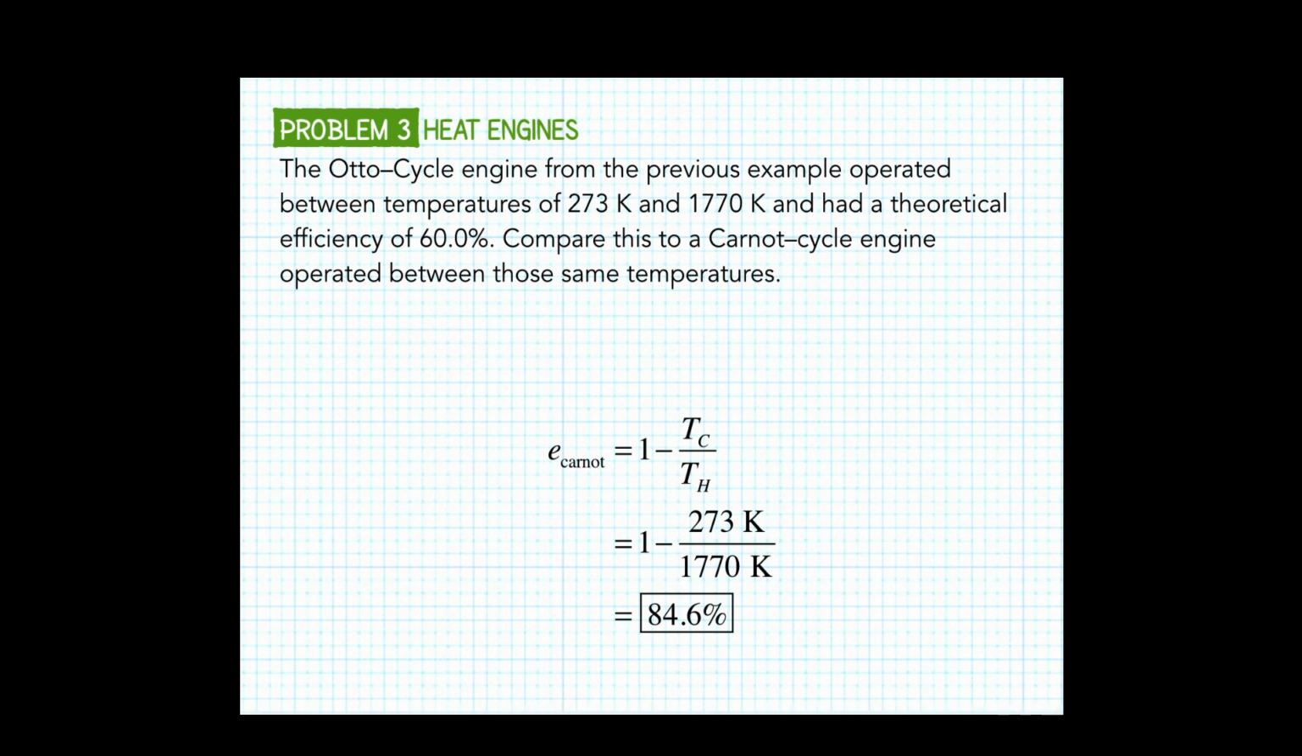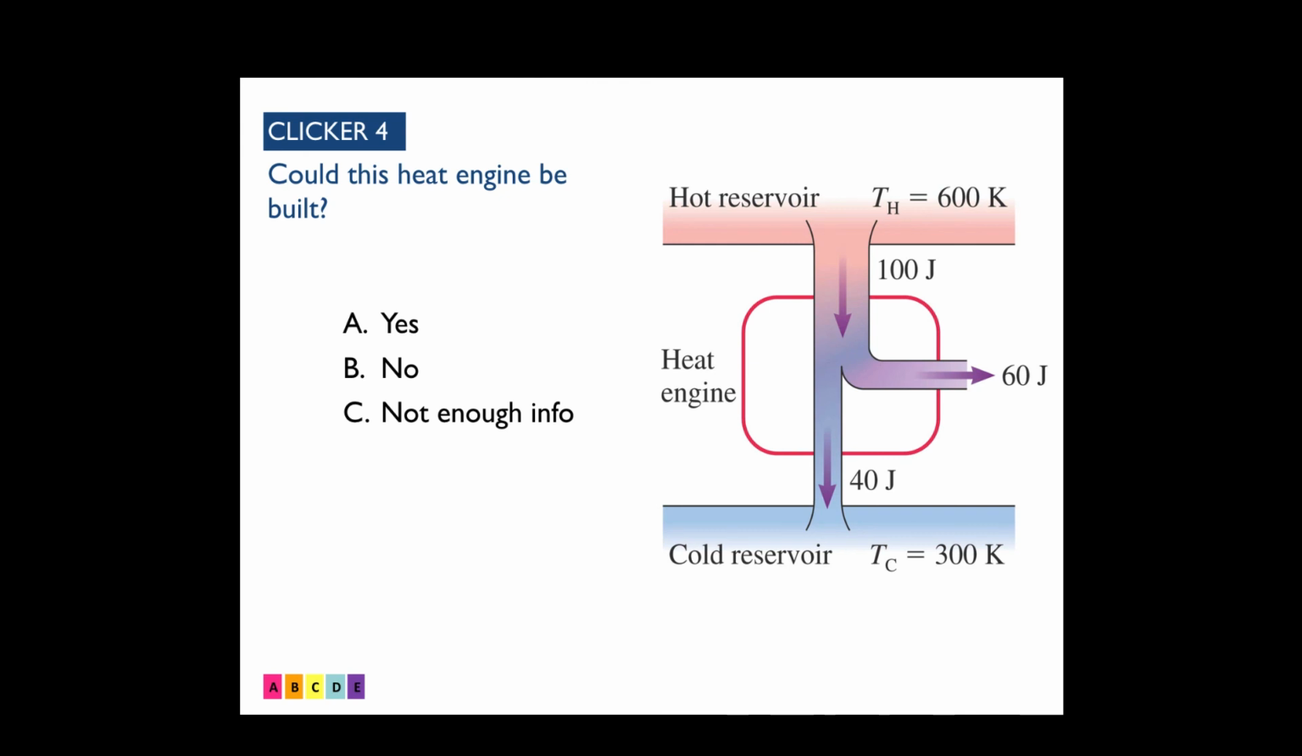This means that the maximum efficiency you could ever get from an Otto cycle engine with these temperatures is about 85%, and that's bigger than the 60% we actually got. So, can this heat engine be built? I'm going to give you a couple minutes. Pause the video and see if you can figure out what you think.